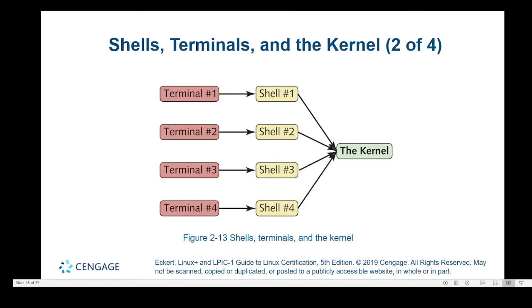When you look at this graphic here, you see the terminal is the conduit to get to the shell, and the shell is the program that interprets my commands and gets them over to the kernel, which is the core of the operating system. The shell is just a program, and I can have any number of shells, and I can even determine which particular shell a user or a particular login session will use.